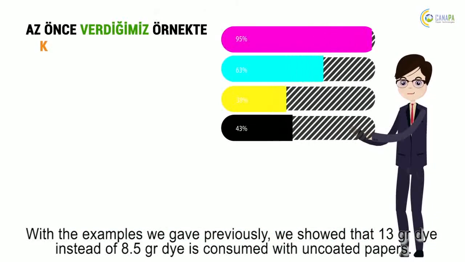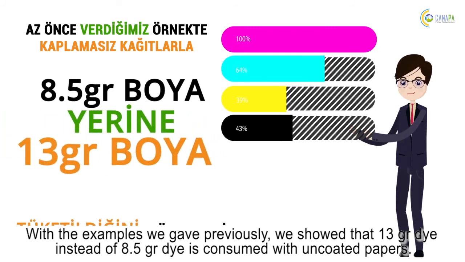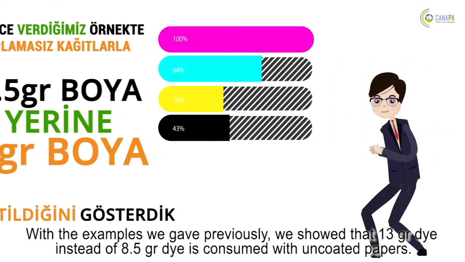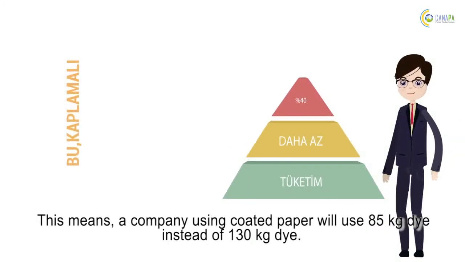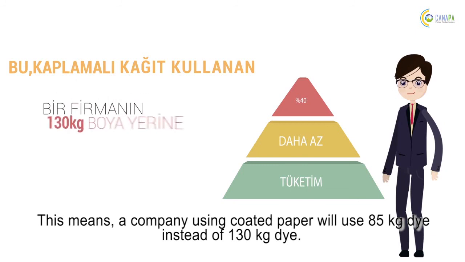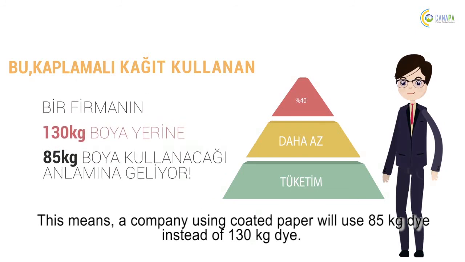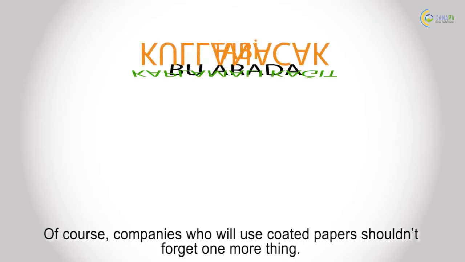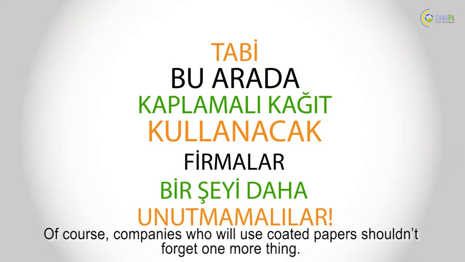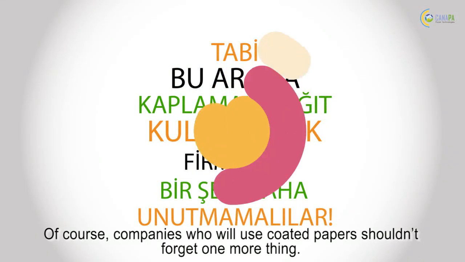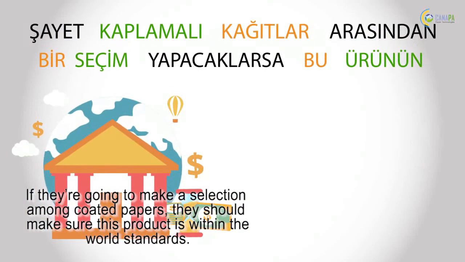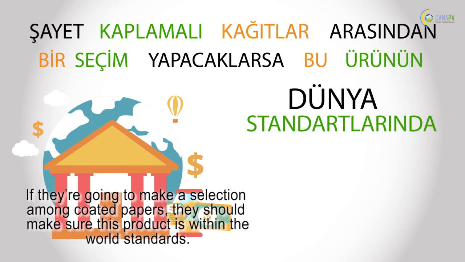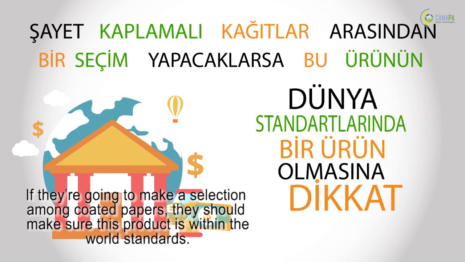With the examples we gave previously, we showed that 13 grams of dye instead of 8.5 grams of dye are consumed with uncoated papers. This means a company using coated paper will use 85 kilograms of dye instead of 130 kilograms of dye. Of course, companies who use coated papers shouldn't forget one more thing. If they're going to make a selection among coated papers, they should make sure this product is within the world's standards.